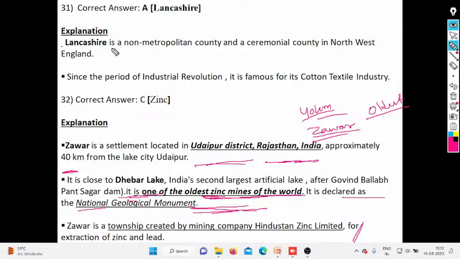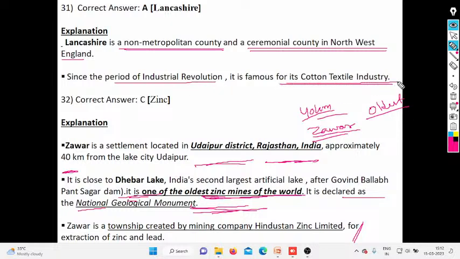Next, Lancashire is a non-metropolitan county and a ceremonial county in northwest England. Since the period of the Industrial Revolution, it is famous for its cotton textile industries. Lancashire is one of the oldest places where the Industrial Revolution was started, basically.